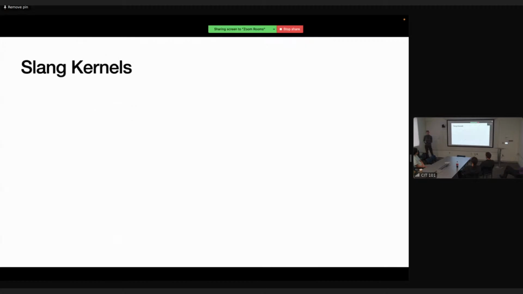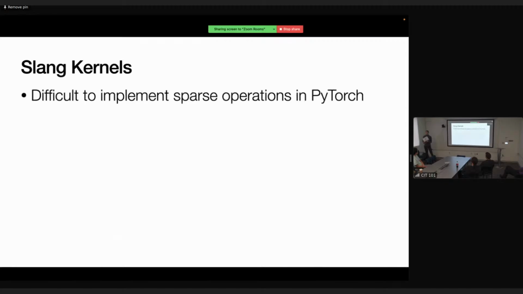Okay. The third thing out of 5 that we have is Slang kernels. It's difficult to implement this sparse grid and sparse marching cubes in PyTorch. So we use Slang, and also if you do this in PyTorch, you get many, many trips to GPU global memory. Every time you do a simple operation like an addition, you go to GPU global memory. But if you're writing something in Slang, then you can fuse all these operations together. And so it's a lot cheaper.